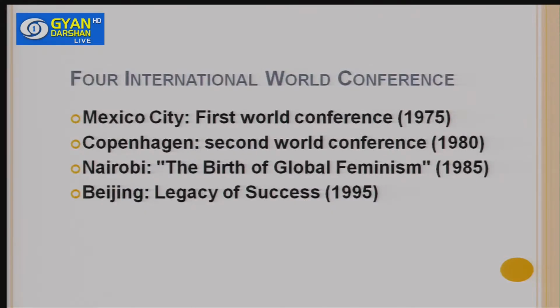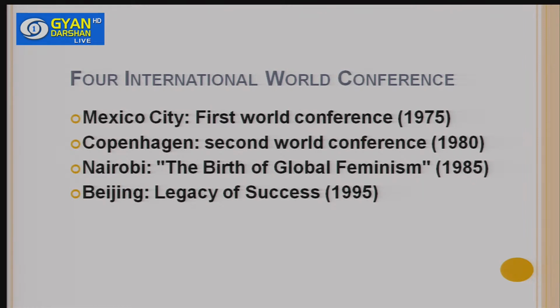The next important point is that, apart from these CEDAW conventions, the United Nations has organized four international world conferences. The first conference happened in Mexico City in 1975. The second international women's conference was held in Copenhagen. The third one was in Nairobi in 1985, and the fourth in 1995.